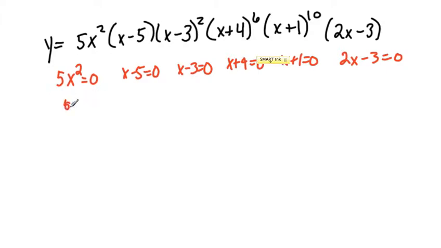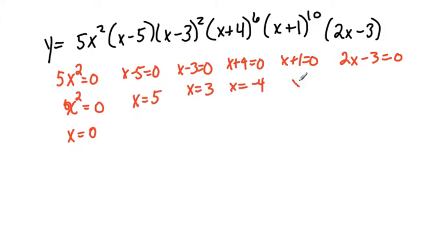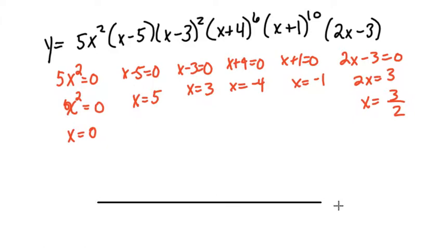Here I would get x squared equals 0, because when I divide by 5, 0 divided by 5 would be 0. And square root that, I would get x equals 0. Here I would get x equals 5 after I added. Add 3, subtract 4, subtract 1. That would be 2x equals 3, and then x equals 3/2. Alright, so I'm going to go ahead and graph this.